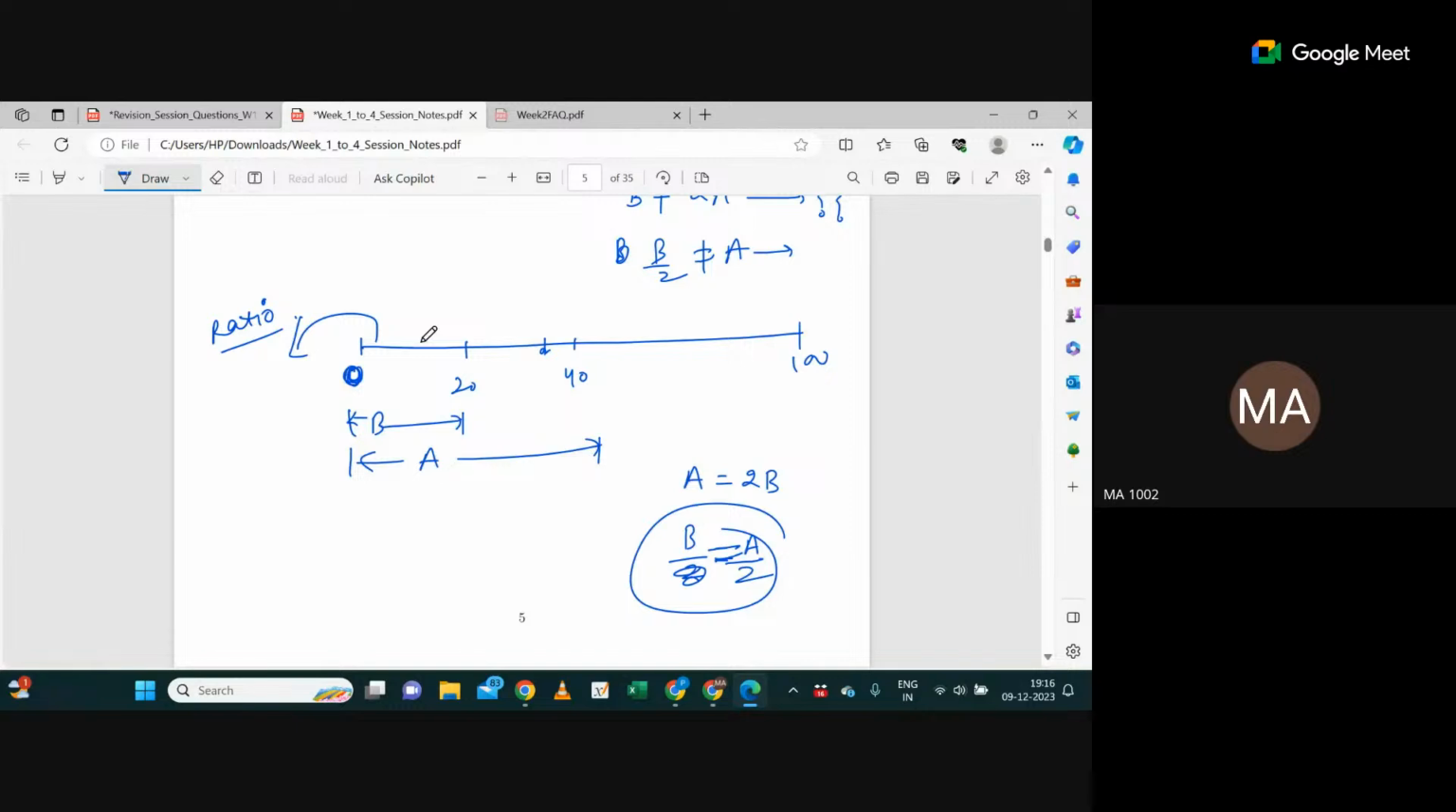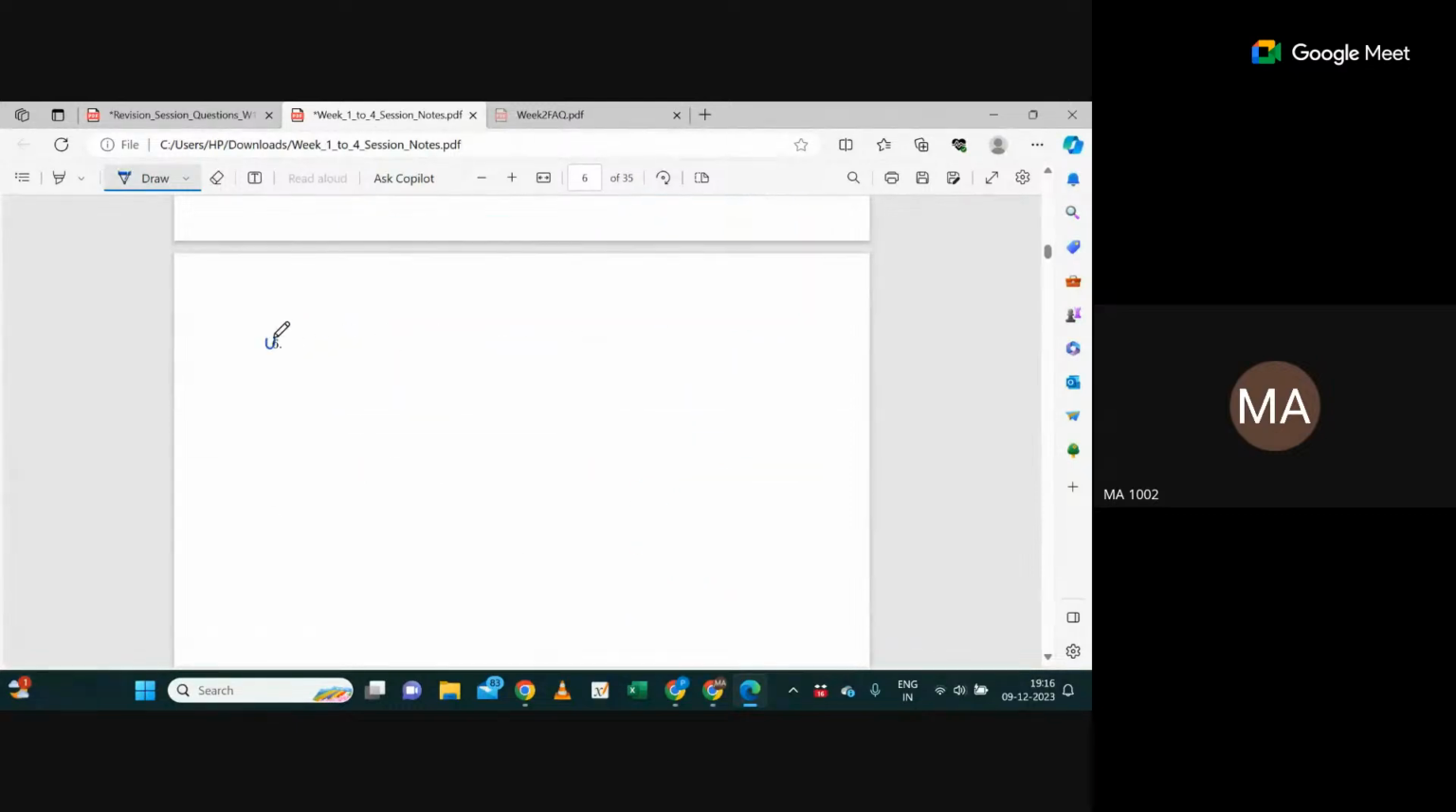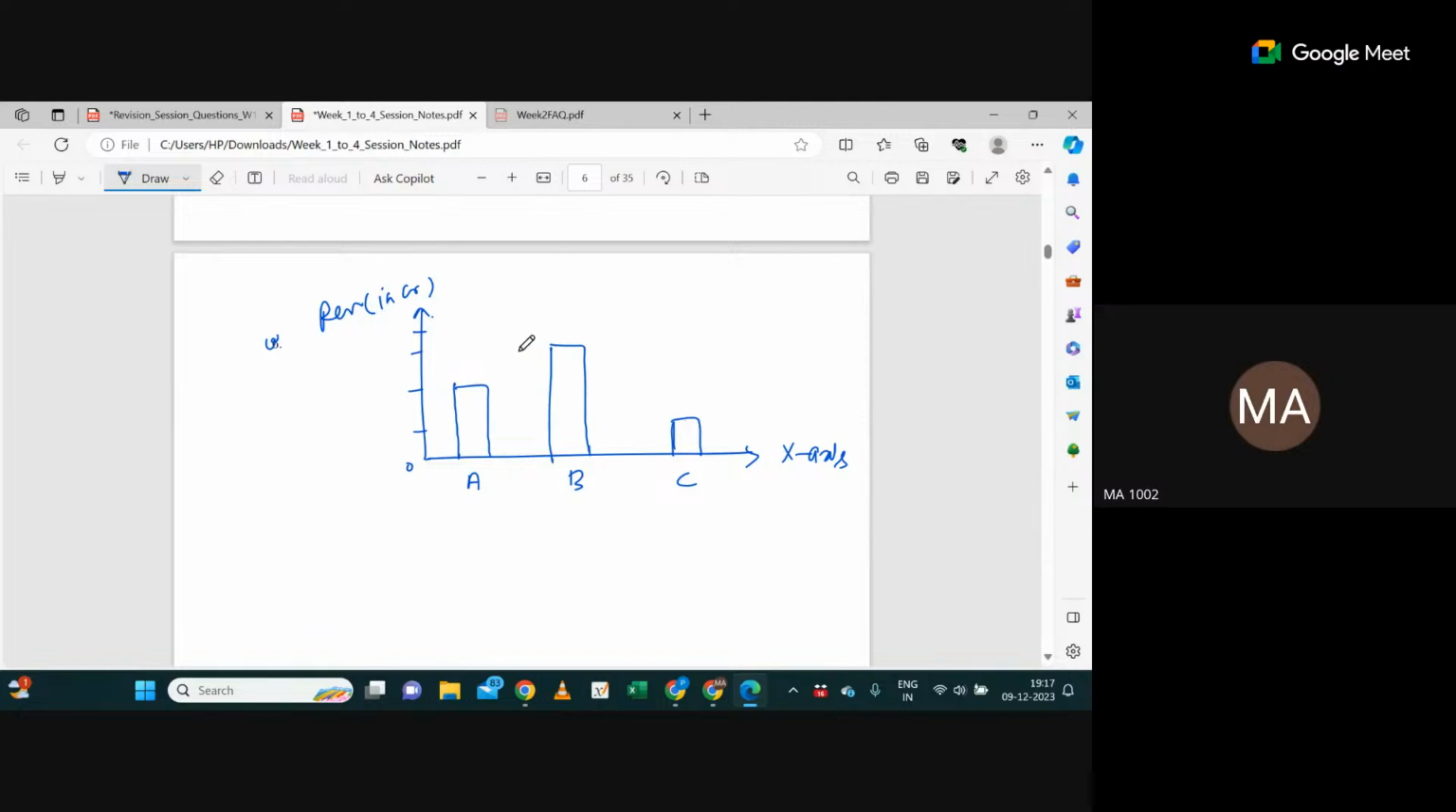So let me go to here. Say an analyst is interested in showing the revenues. Suppose there are three companies A, B, C. The x-axis represents the companies. Let's say this is zero, and the y-axis shows revenues in crore rupees, some unit. For company A, let's say this is the revenue. For company B, this is the revenue. For company C, let's say this is the revenue, right? So a bar chart is useful in showing the revenue of each company.